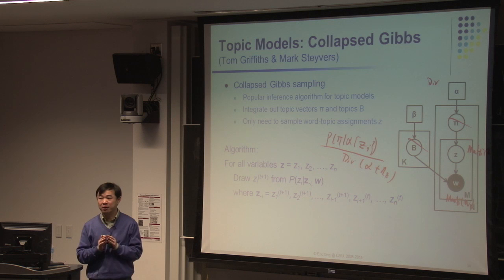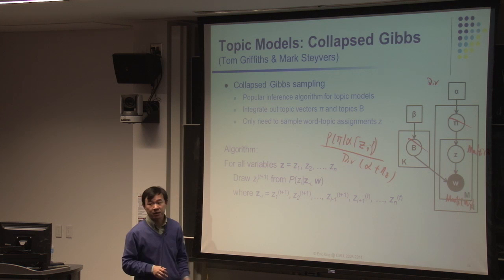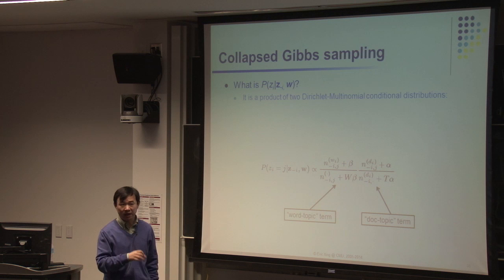So what's going to happen is we're going to only draw samples from Z and neglect pi and B, because once I have all the Z's in place, B and pi can be calculated in closed form. That tremendously saves my effort in generating enough samples, because I need to only worry about the Z only. And the equation is also very simple.